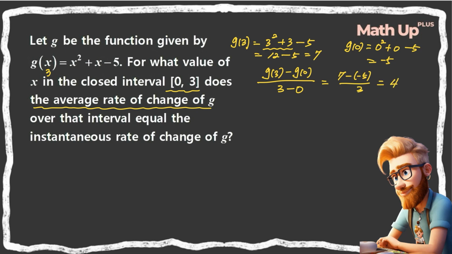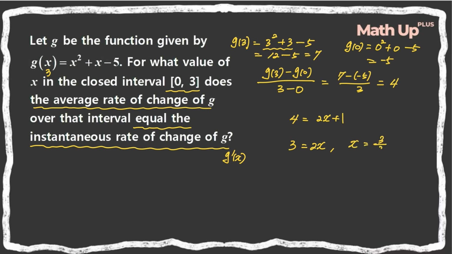And it says that the average rate of change of g is equal to the instantaneous rate of change of g. Instantaneous rate of change is g prime of x. So we can say that 4, which is the average rate of change, is equal to g prime of x. g prime of x is 2x plus 1. So if we solve this equation, 3 is equal to 2x and x is equal to 3 over 2.